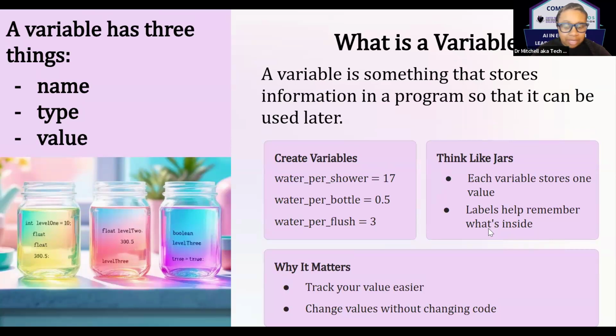Why does it even matter? Well, it tracks the value easier for you, so you don't have to think about it. It changes the value without changing the code, which is super, super efficient and very helpful to programmers. Now, when we are creating a variable, there are three things that are going to happen. You're going to name it, it's going to have a type to it, and then it has that value.